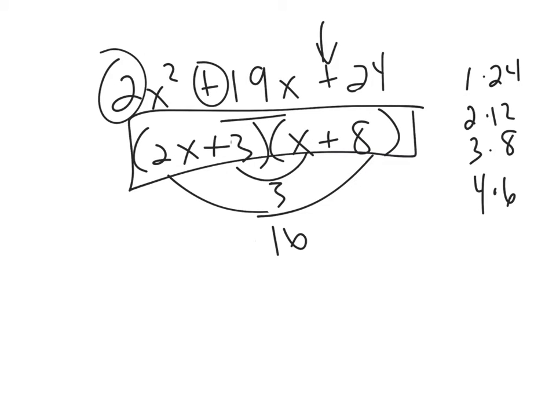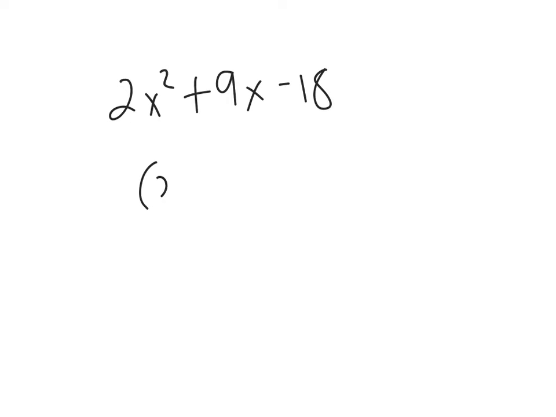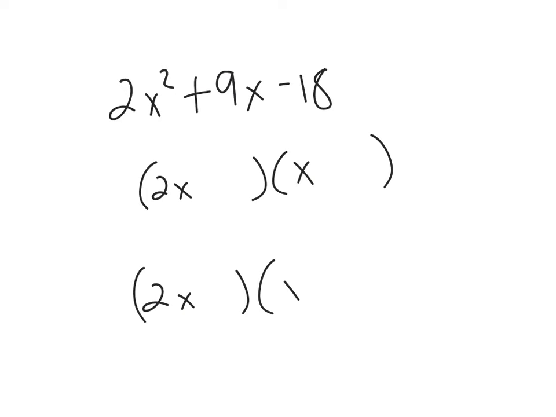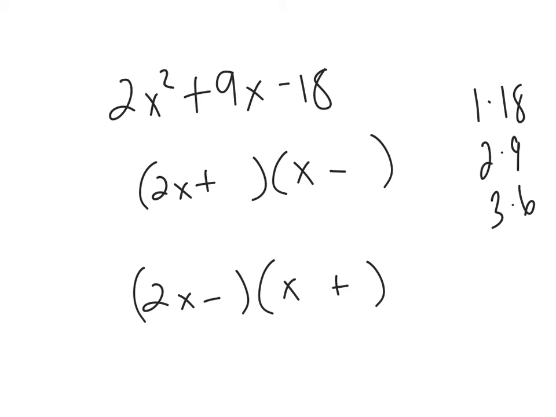All right, let's try one that's a negative on the end. So now we have to have different signs. So I got 2x squared plus 9x minus 18. So now, again, I know that I have to start with 2x and x. The problem is I don't know if it's plus and minus or minus and plus, and I don't know which set of factors. So we just start guessing and checking.